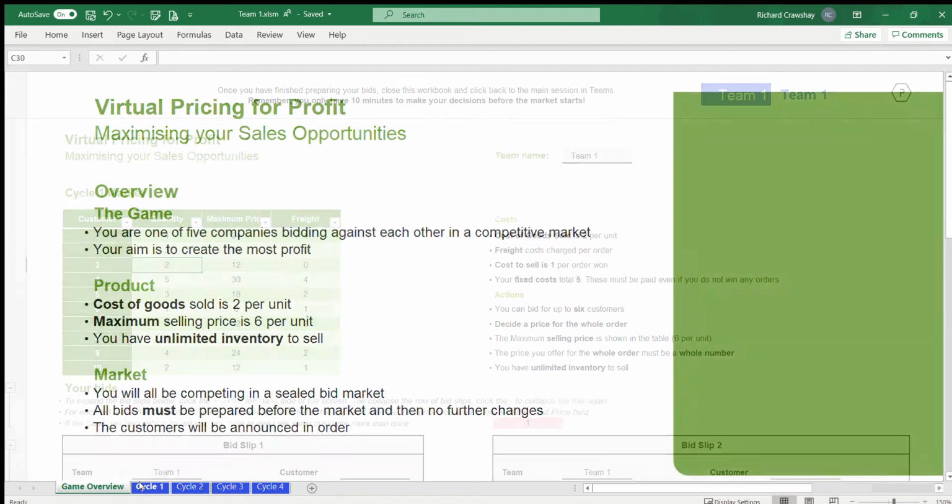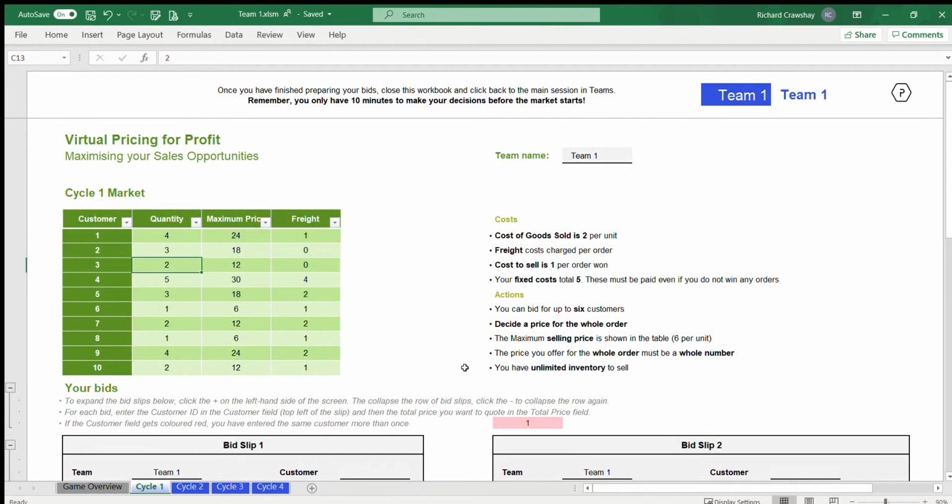Okay, if we move now to cycle 1, what you can see here is what your team will be shown as well. You can see that there are 10 customers in the cycle 1 market, and I'm quickly going to go through that and explain it to you. Customers are numbered 1 to 10. The quantity that each customer wants to buy of this one product that you sell: customer 1 wants to buy 4, customer 2 wants to buy 3, customer 3, 2, 4, 5, and so on, right the way down to customer 10 who wishes to buy 2.